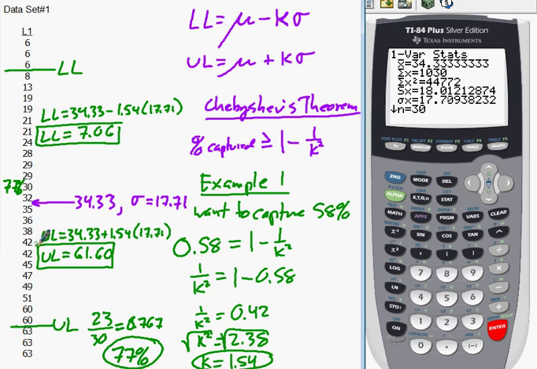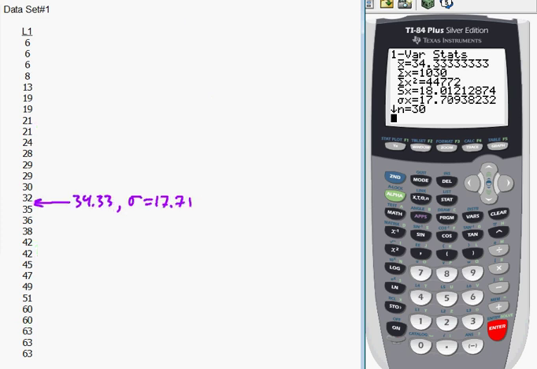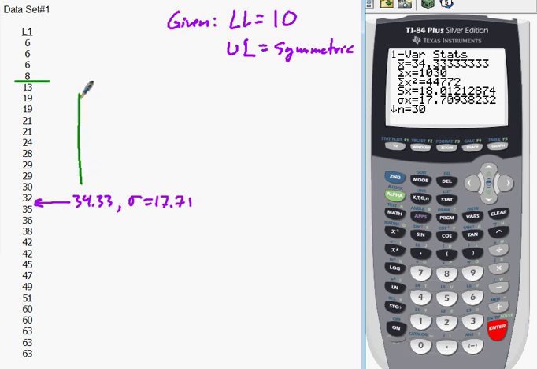Now let's do another example. And for this next example, let's start with our data again. And instead of looking for the upper and lower limits for a certain percentage, let's start with the lower limit. So given that the lower limit is, for example, 10, and the upper limit is symmetric with the lower limit, we could figure out, well, what percentage of the data could that be? So what we need to do is, again, work a little bit backwards. Here is 10. This is k number of standard deviations, and we have to figure out what that distance is.